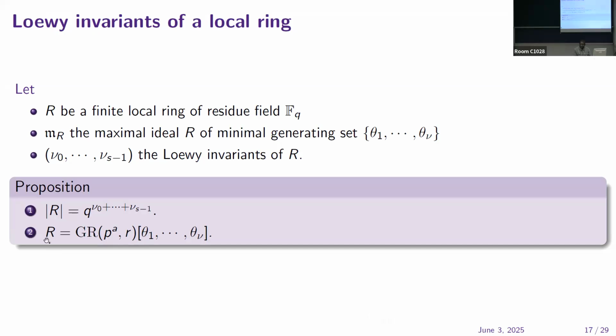Item 2 of this proposition: R can be expressed over a Galois ring. Any element can be written as a multivariate polynomial over the coefficient ring of R. The indeterminates of this ring form the minimal generating set of the maximal ideal of R.